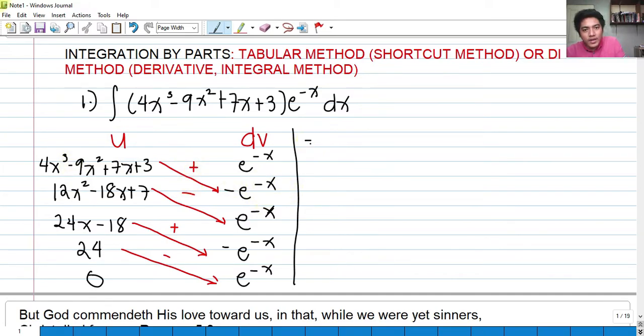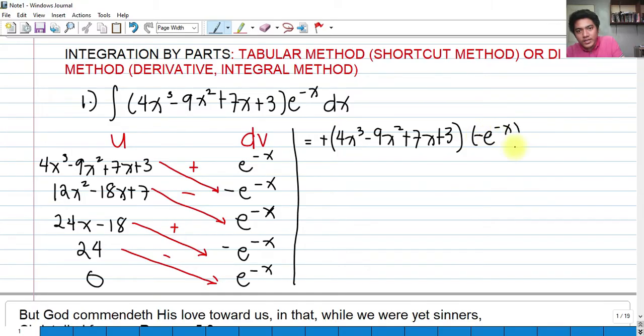So if I apply the positive here, the product of that is 4x cubed minus 9x squared plus 7x plus 3 multiplied by this, negative e raised to negative x. I'm multiplying a positive onto them, so it would still yield a negative. Then the next thing is minus, because of this: 12x squared minus 18x plus 7 multiplied by, again, this one, so that is e raised to negative x.